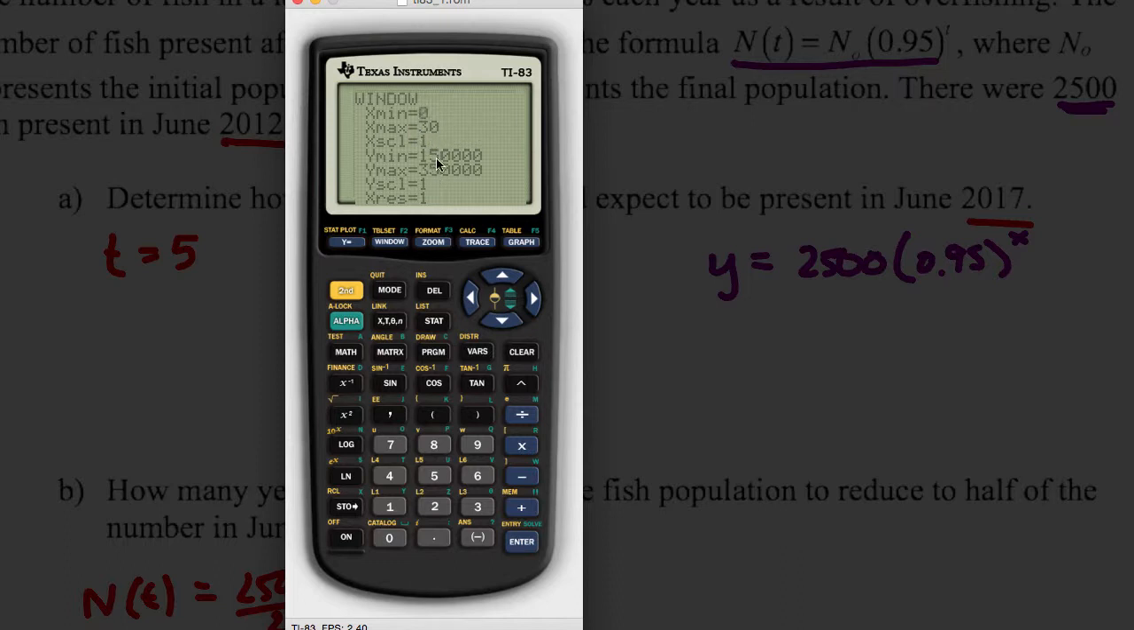I think that's probably okay. Now y minimum maximum, this is definitely going to be way too big. Why don't we put the minimum at 0, so when the fish population is decreasing, it might go all the way down to 0 unfortunately, and the highest the population was in this question was 2,500. Why don't we put 3,000 just so we have a little room to work with, and we will hit graph and we'll hope for the best. Unfortunately, sometimes you guess wrong and you have to go back and change the window. It can be a bit of a drag, but this looks pretty good. I think this will work.